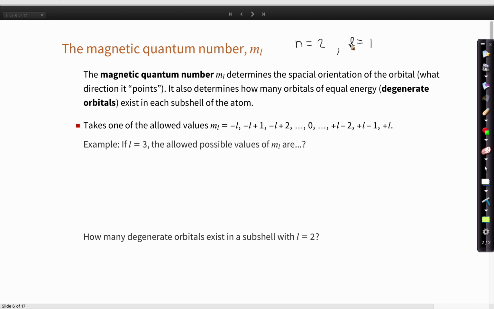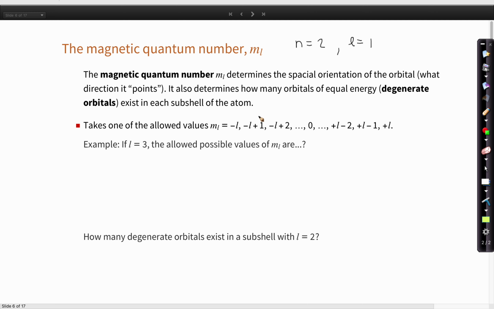But yes, this m sub L tells you how many there are. So how do we get that? We get it from the rule. Now, this is the most confusing rule, but it's actually really, really easy. Again, you just have to let go of this as trying to tell you a rule for what m sub L is. And remember, this is a rule for telling you what m sub L could be.